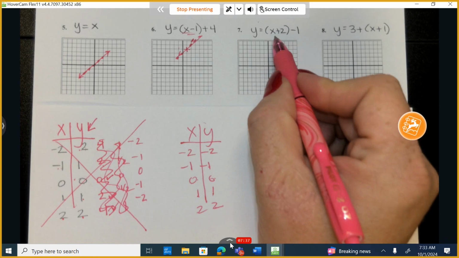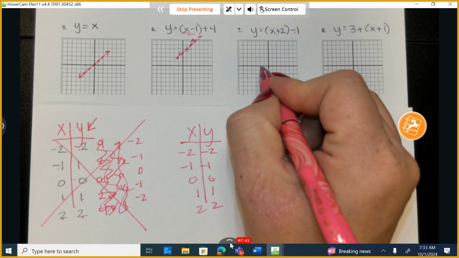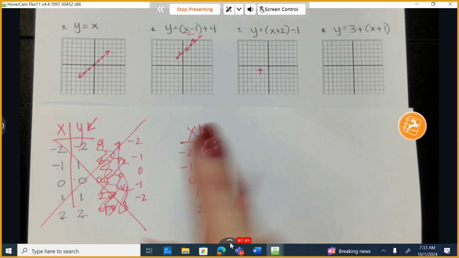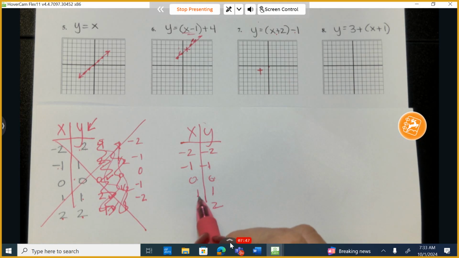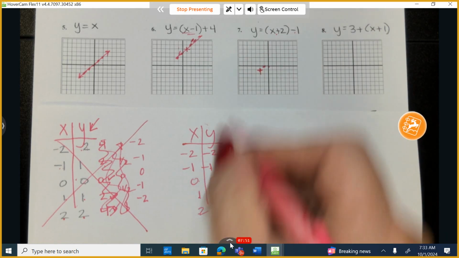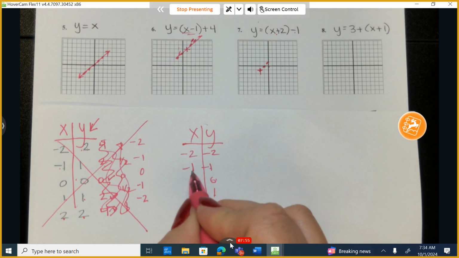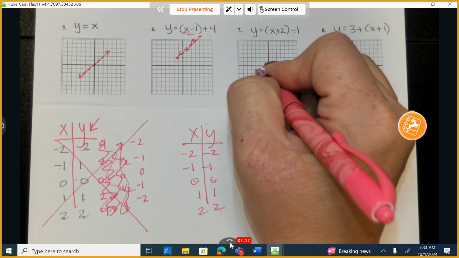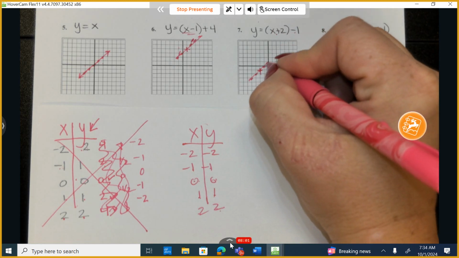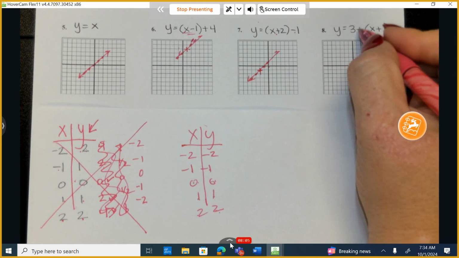So let's locate this new origin. I'm going to go from here, I'm going to go left 2 and down 1. Left 2, down 1. This is my new origin, and I'm following this pattern. I'm going to go right 1, up 1, right 1, up 1, right 2, up 2. From my new origin, I'm going to go left 1 and down 1, and left 2, down 2.